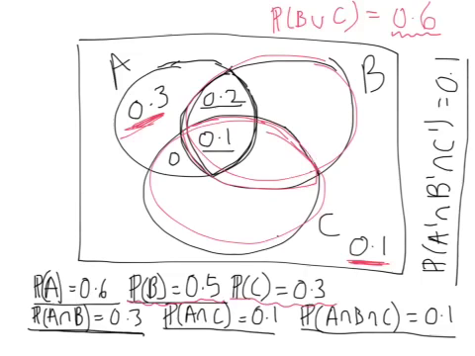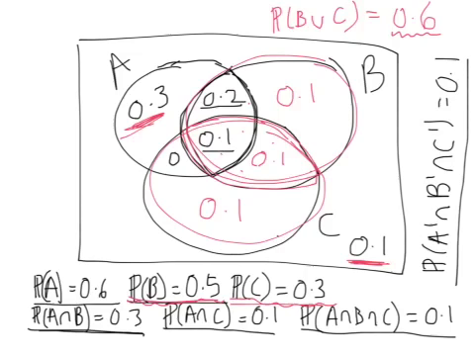So this bit must be 0.2, so this bit we can say must be 0.1. And now I can fill in the rest. This is 0.2, 0.1, 0.1, so that's 0.4, and it's got to add up to 0.5, so this bit is 0.1. And then this one's got to add to 0.3, and so far we've got 0.1 and 0.1, so another 0.1 will take us up to 0.3.